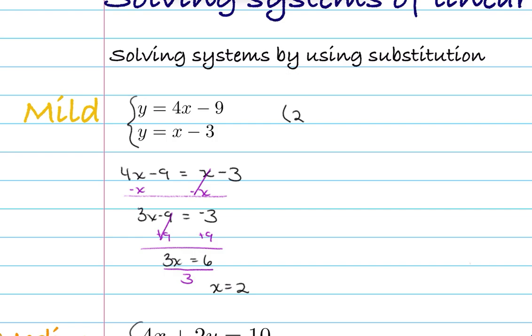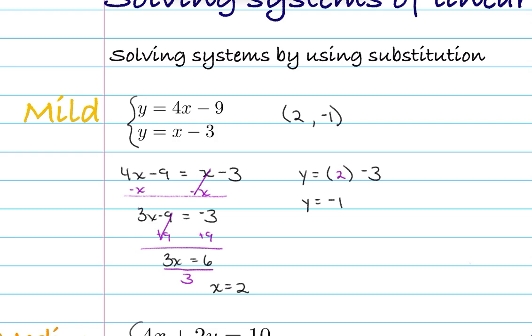In order to do that, we are going to take the x that we have found and we're going to plug it in to one of our equations. It does not matter which equation you plug it into. Okay, I'm going to plug it into this bottom one just because that x is already by itself, less work to do. So I'm going to say y equals, and my x value is 2 minus 3. So I have 2 minus 3, so y equals negative 1. And that is my point.